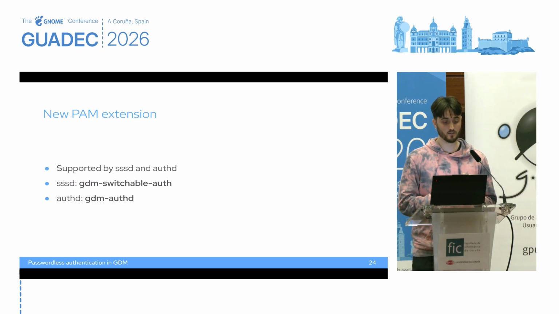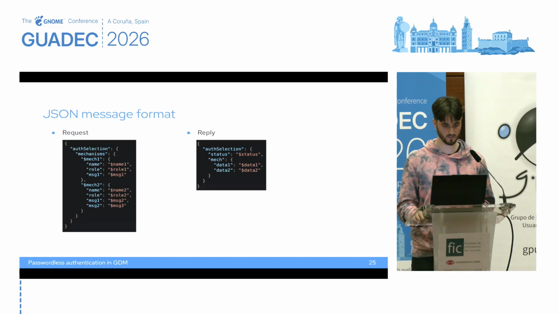This new extension is supported by SSSD and authd. We have two new PAM services for that, the GDM switchable auth and GDM authd. And now, if we use the SSSD backend, the format of the JSON message is, as you see here.